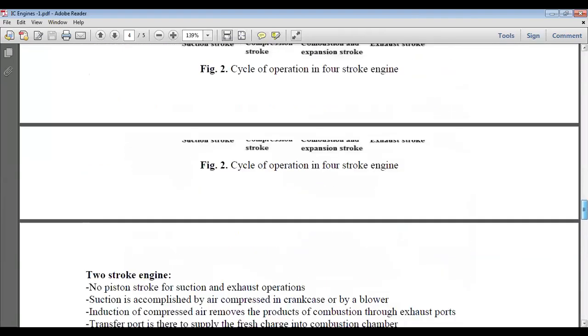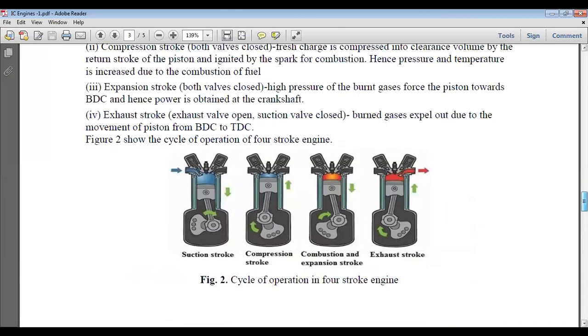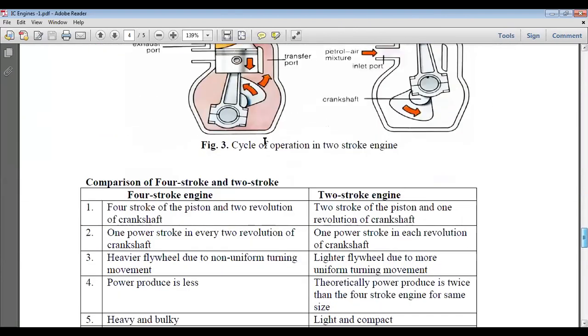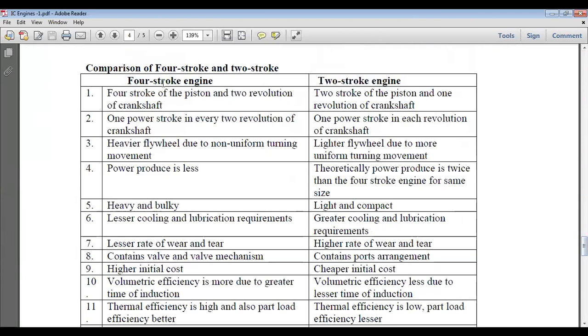So I'm again saying that the question comes in the exam, so you have to draw the separate figure for the position of piston and the position of input and output valves, okay, for each stroke. And this again is a very important comparison, that is the comparison between the 4-stroke and the 2-stroke engine. The first one is 4 strokes of the piston and 2 revolutions of the crankshaft. But in case of 2-stroke, there are 2 strokes of the piston and 1 revolution of the crankshaft.